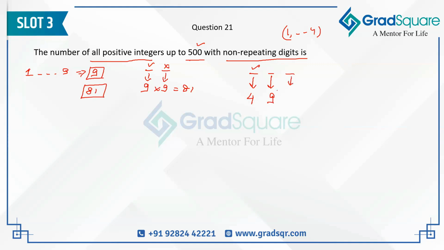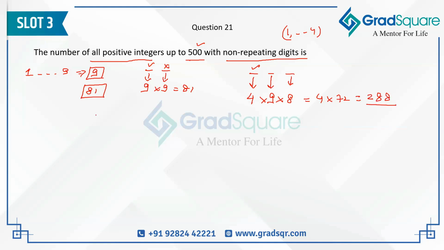Now, at this place, what is going to happen? Two of the digits have been occupied. So from 0 to 9, 10 digits, two digits are gone. 8 digits is what you are left with. 0 is, of course, allowed at this place. So 9 8s are 72. 4 times 72 is going to be equal to 288.